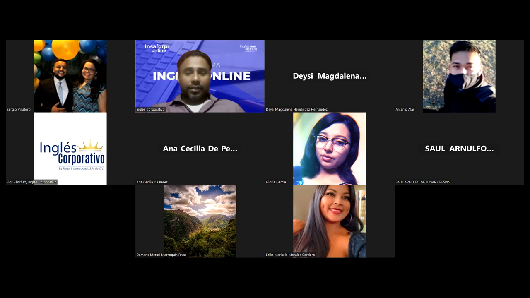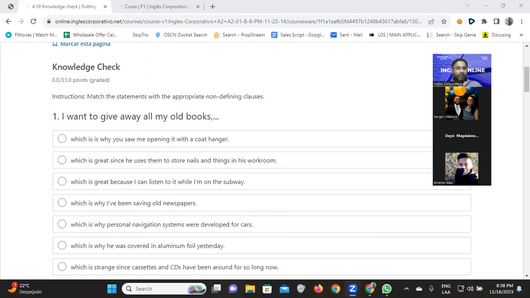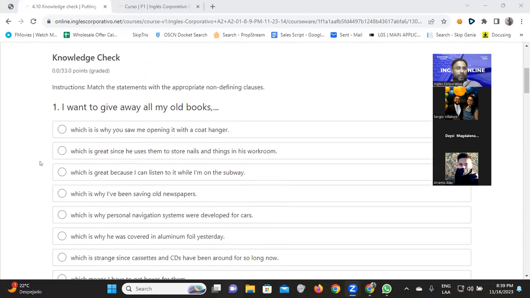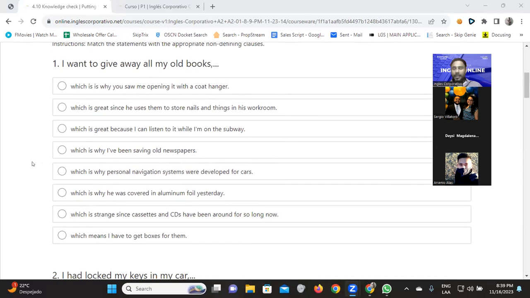All right, guys, it looks like everybody already finished the exercise. So we're going to go ahead and take a look. Let me have the first one. Instructions: match the statements with the appropriate non-defining clauses. Let's look at number one. Let me have one volunteer for number one. Me, teacher. Okay, thank you, Gloria. Go ahead, do number one for me, please.